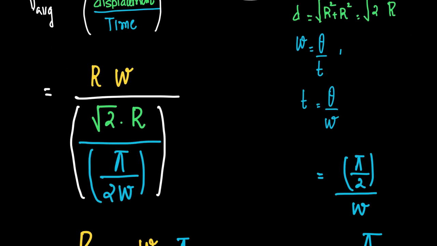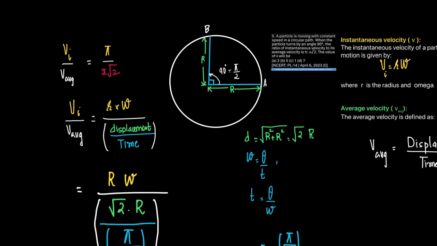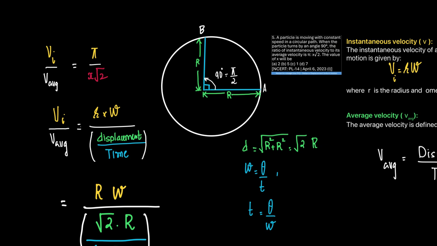Now in this case, Vi becomes capital R omega and displacement becomes root 2 R. Why? Let us have a look at that as well. Because when A is the initial point and B is the final point, the displacement becomes this dotted line represented by AB. So AB is the displacement, which is the hypotenuse of triangle AOB, and can be given by Pythagoras theorem as root of r square plus r square, which is root 2 into r. So displacement can be replaced by root 2 r.